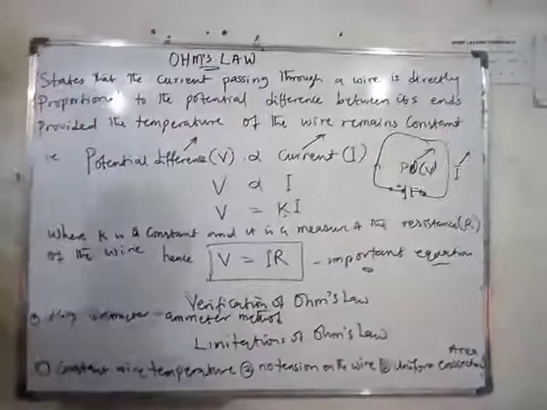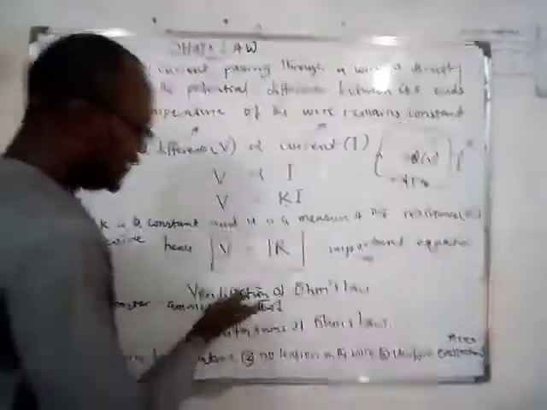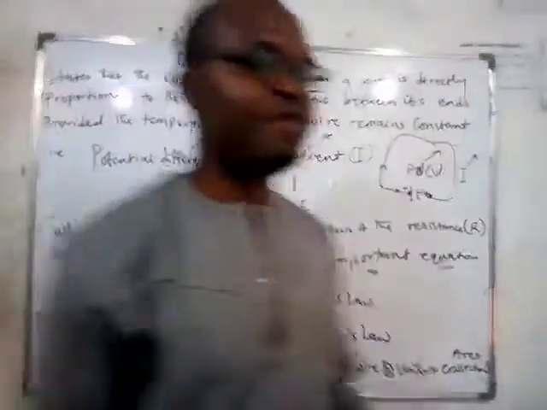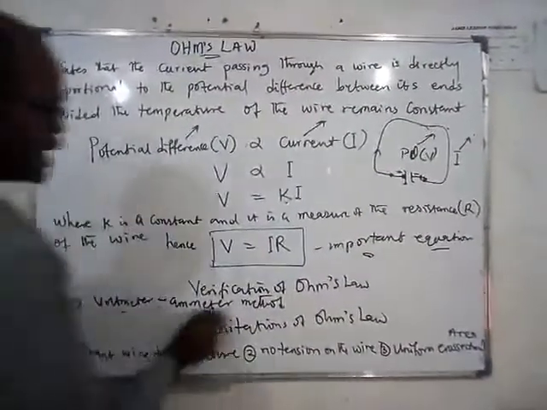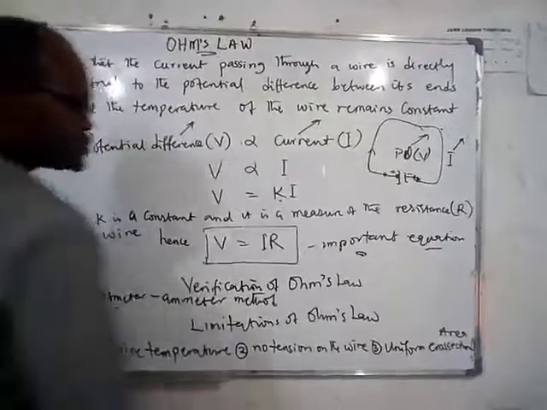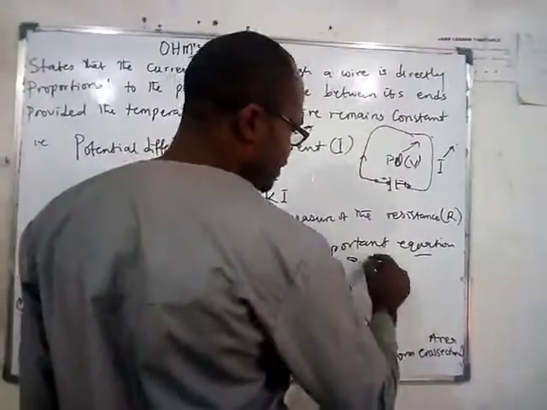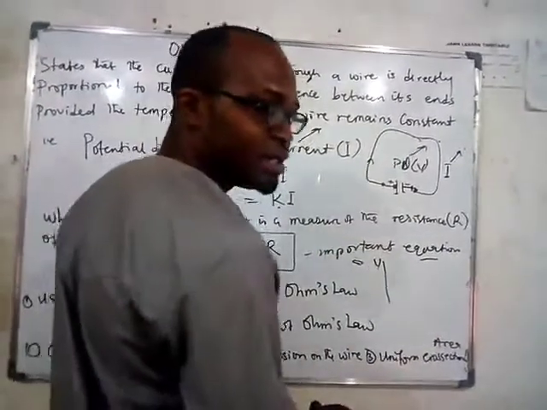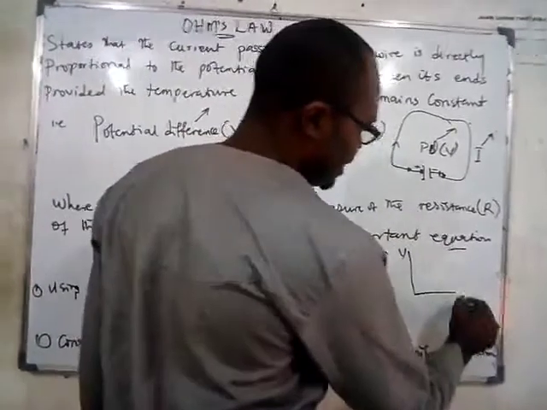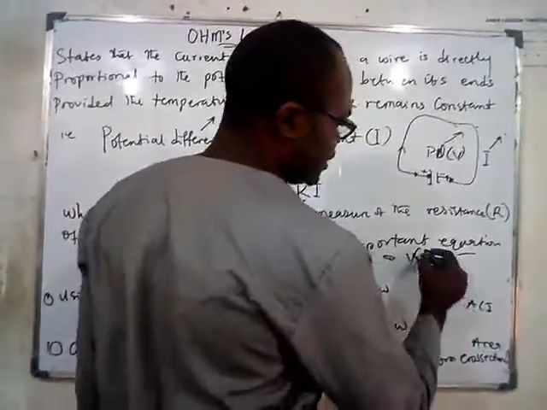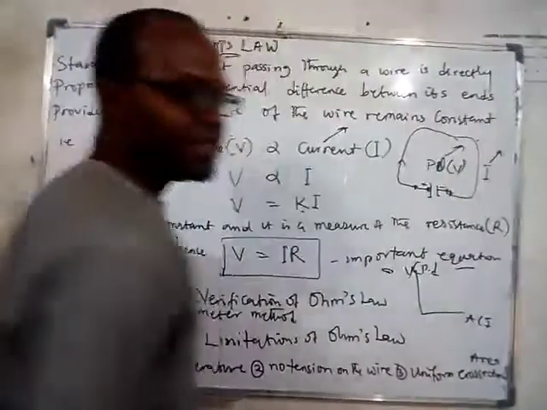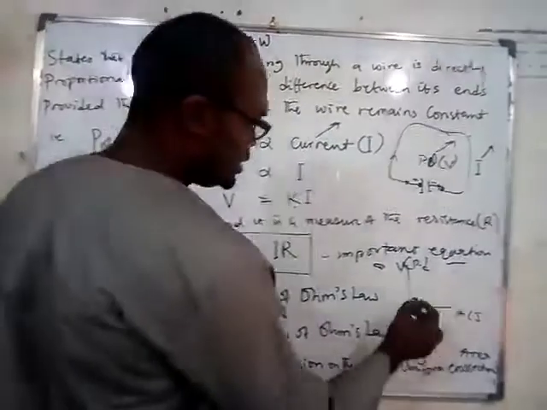How can you verify Ohm's law? Verification of Ohm's law. You can verify it using the voltmeter-ammeter method. So when you have the voltage and you have the ammeter reading, the ammeter measures the current, whereas the voltmeter measures the potential difference. You understand?